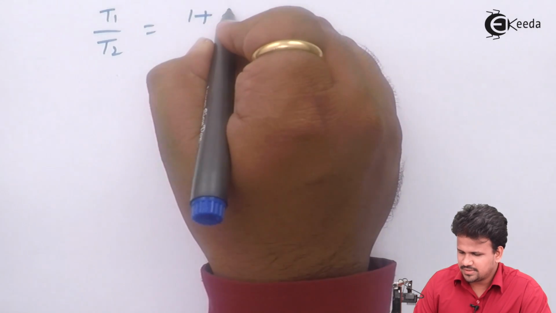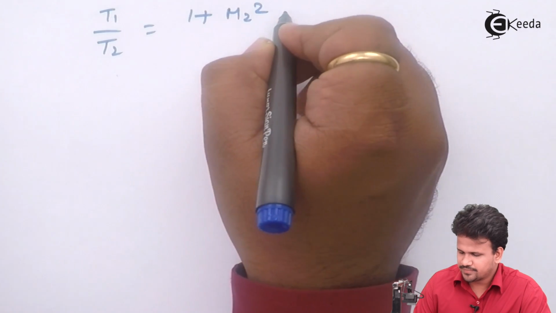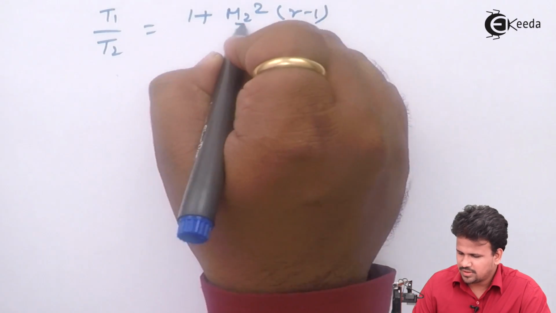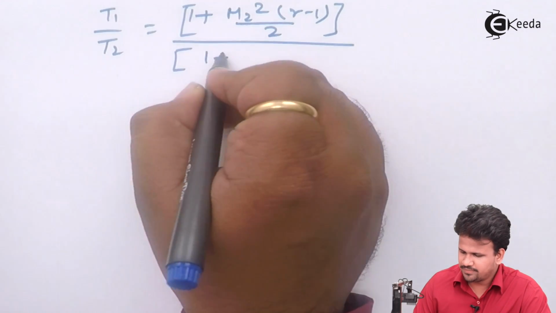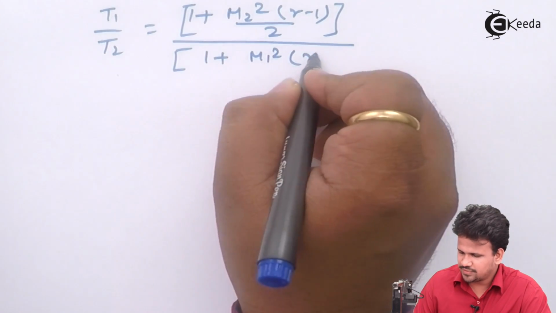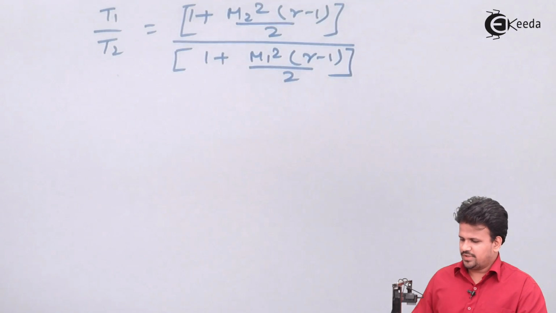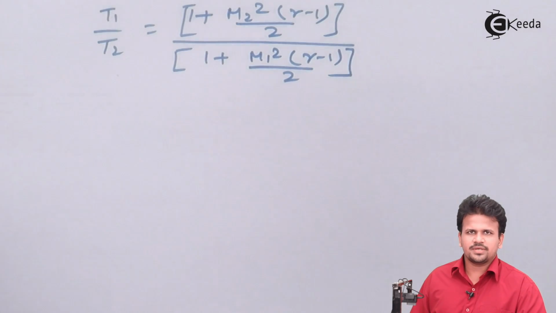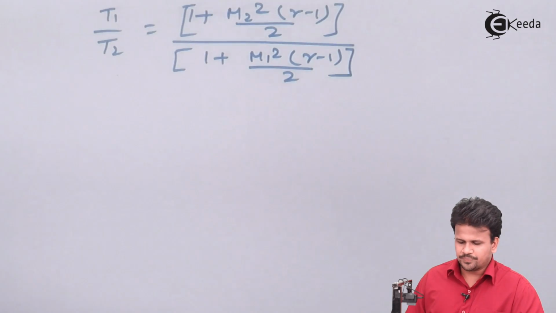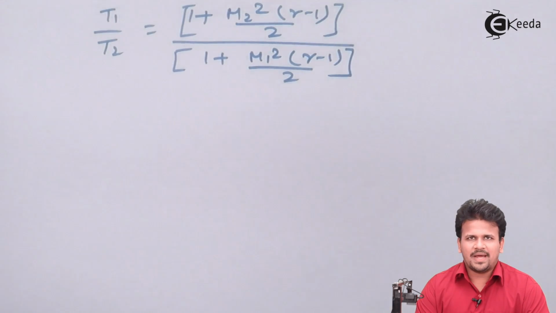So we can write this as T1 upon T2, which will be equal to 1 plus M2 square into gamma minus 1 upon 2, the whole upon 1 plus M1 square into gamma minus 1 upon 2. So this is the equation of temperature in terms of upstream and downstream flow. Now we are going to establish the relationship between Mach numbers.